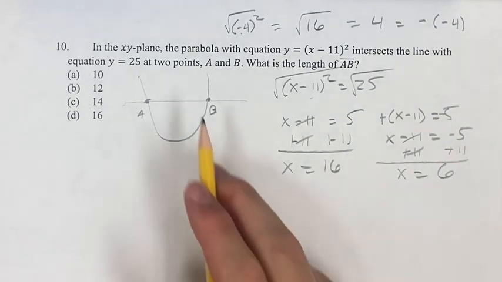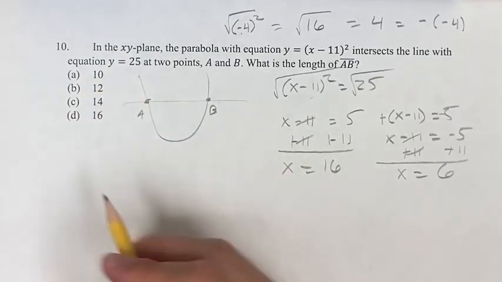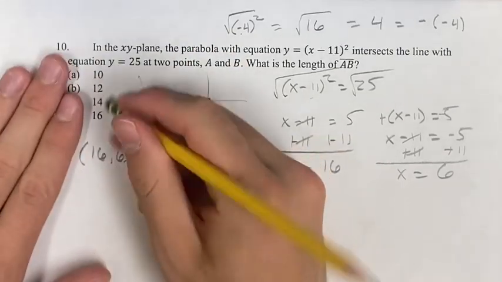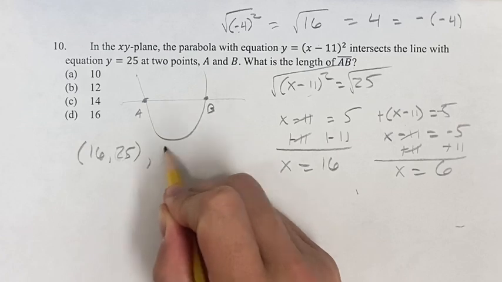So we know for these 2 points, we have 16 for x and 6 for x, and we know that their y value is both 25, since they're on the line y equals 25. So the 2 points are 16, 6, or sorry, not 16, 6, 16, 25. Again, their y value is 25, and 6, 25.